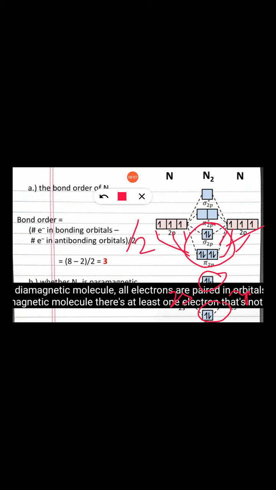So the number of electrons in bonding: in the p orbital there are 6 and 2s contains 2 electrons, so 6 plus 2 is 8 electrons. In anti-bonding only the 2s orbital contains 2 electrons, 2p are vacant, so only 2 electrons. 8 minus 2 is 6, divided by 2 is 3, so its bond order is 3. And see here there is no unpaired electron, all electrons are paired up, so it is diamagnetic, right? In this way we can find the bond order of N2 on the basis of the MO diagram.